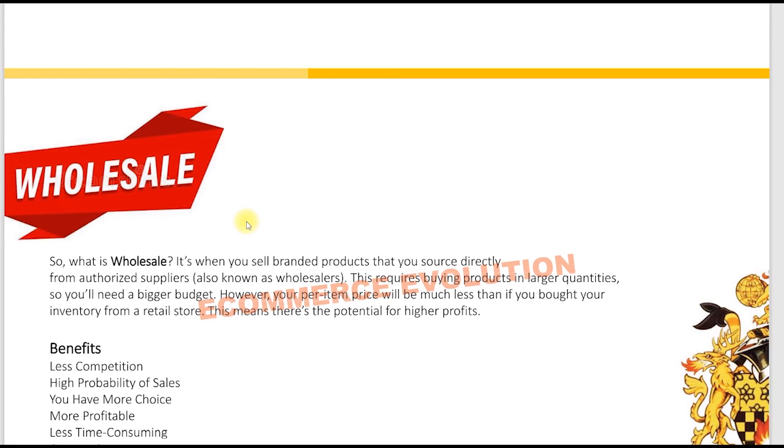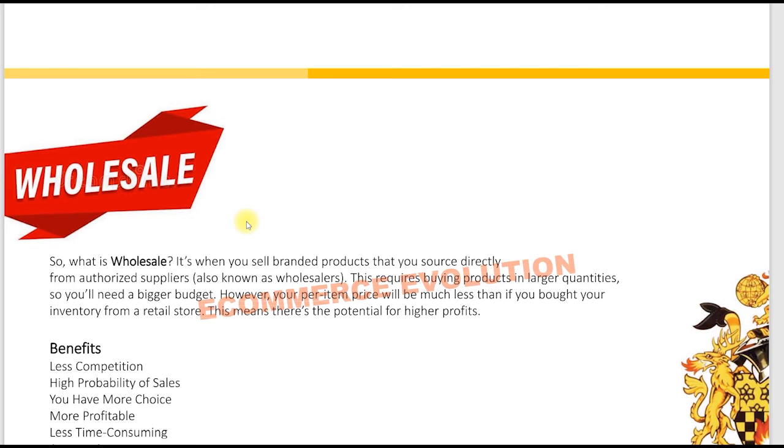But in wholesale, the listing that you have selected and the product you have sourced from the brand is already ranked on the first page. It is already selling like 500 to 600 units. So there is a high probability of sales in wholesale. You do not need to spend on PPC or other marketing strategies to rank the product, because the product is already selling. You just piggyback that listing, and now you are getting the sales as well.